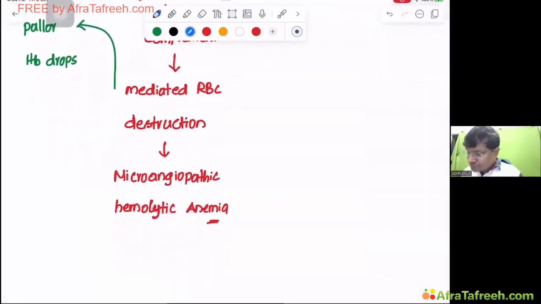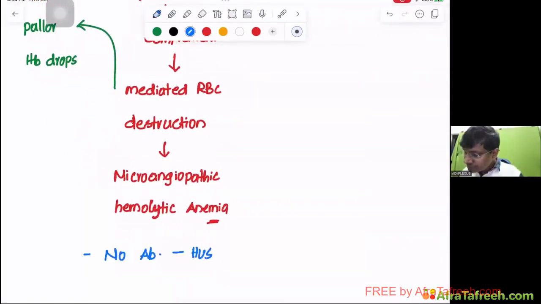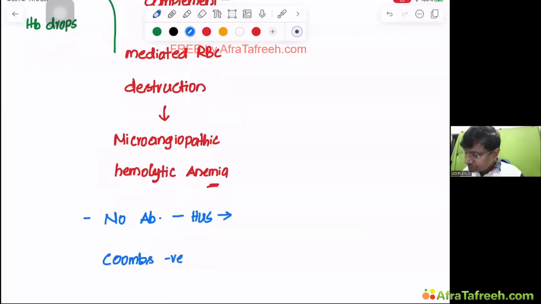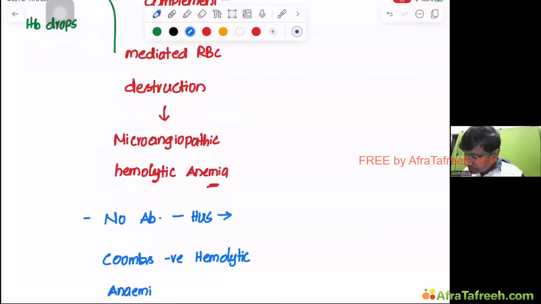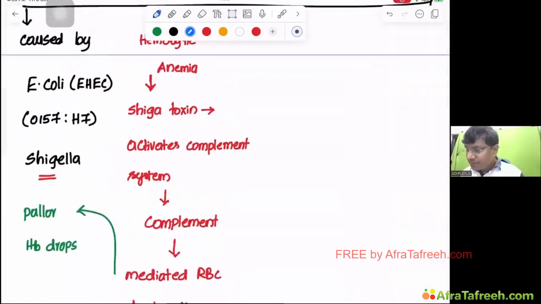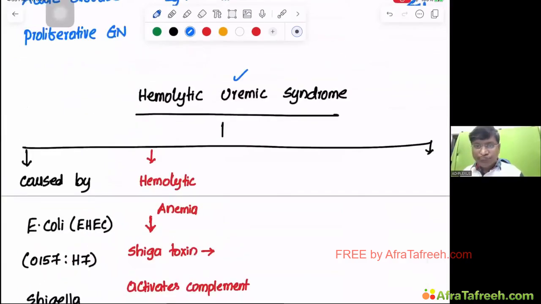So there is no antibody formed in the hemolytic uremic syndrome. Because there is no antibody in hemolytic uremic syndrome, this is considered to be a Coombs negative hemolytic anemia. Right? Coombs negative hemolytic anemia. So that is about the hemolytic anemia. Now, in these patients, there is uremia.